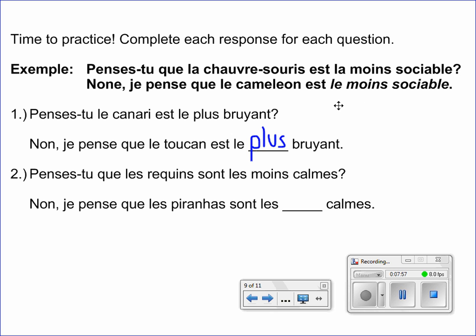So I've done the first one here. Penses-tu le canari est le plus bruyant? Do you think the canary is the most loud or the loudest? My response would be, non, je pense que le toucan est le plus bruyant. No, I think the toucan is the most loud or the loudest. Okay, so put the video on pause so you can try number 2. Again, have your French English dictionary at your side.